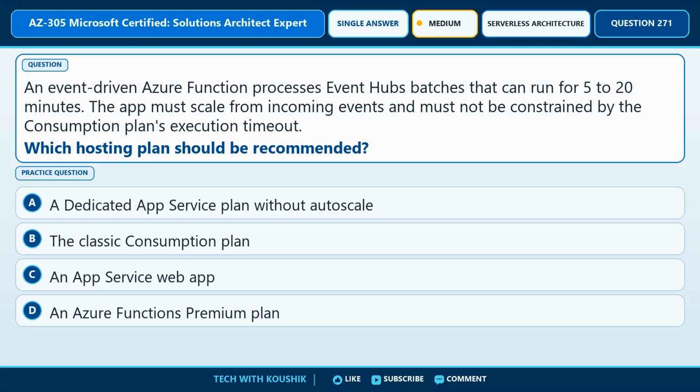Question number 271. Scenario. An event-driven Azure function processes Event Hubs batches that can run for 5 to 20 minutes. The app must scale from incoming events and must not be constrained by the Consumption plan's execution timeout. Which hosting plan should be recommended? Option A. A dedicated App Service plan without autoscale. Option B. The classic Consumption plan. Option C. An App Service web app. Option D. An Azure Functions Premium plan.